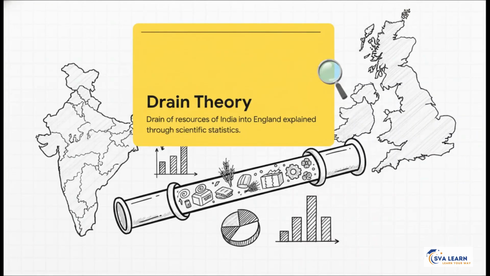Now, the moderates weren't just quietly writing letters. They were actually brilliant analysts. And this brings us to a massively high-weighted exam concept, the drain theory. I want you to do a quick mental whiteboard walkthrough with me for a second. Imagine a giant one-way pipeline connected directly from India's treasury, literally pumping wealth, raw materials, and resources straight into England's bank accounts. Dadabhai Naoroji and the moderates used hard scientific statistics to prove this systematic looting was happening, and they called it the drain theory.